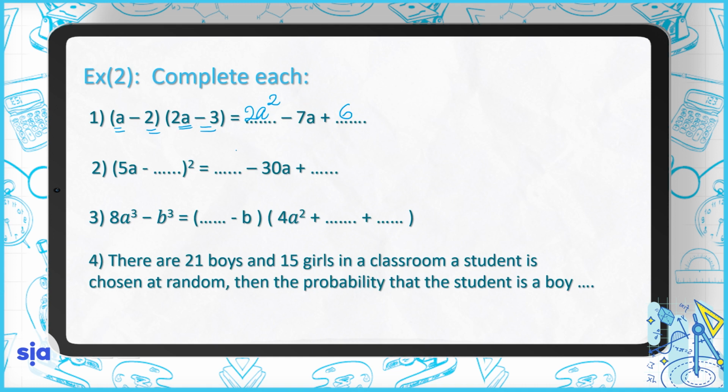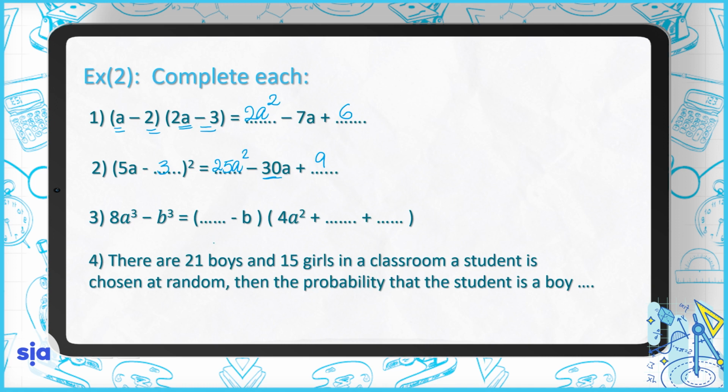Question 2. From where did we reach the 30a? It's from 2 times 5a times what? Yes, it's 2 times 5, which is 10. So it's multiplied by 3. Then how to expand this? This is 25a². And the last one is plus 9.